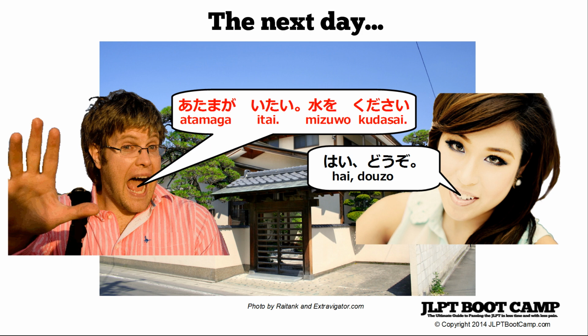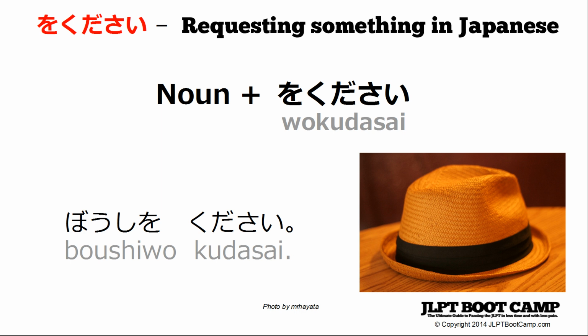Your girlfriend says, hai, dozo. And you made a very simple, somewhat casual request in Japanese, which is basically just noun plus o kudasai, as in boshi o kudasai. Now remember, you can make a request for an action with te form plus kudasai if you're requesting some kind of action. This is for requesting some kind of object.